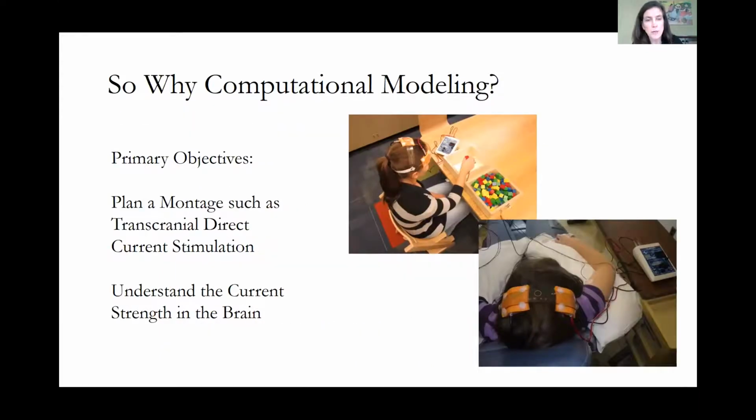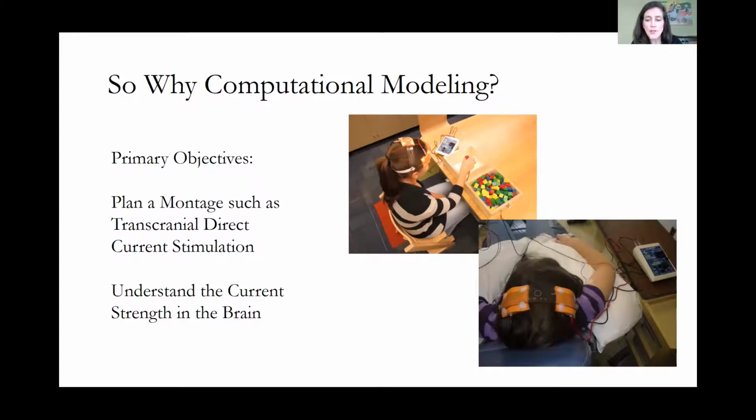I'll give you a couple examples for the primary objectives. Planning a montage such as TDCS, you have two different children who are working with us in our lab pictured here. One has an M1SO montage, and the other has a bilateral hemispheric, so a bihemispheric montage. Electrode size and placement has a lot to do with potentially what type of intensity and signal is going to be impressed upon that young and developing brain.